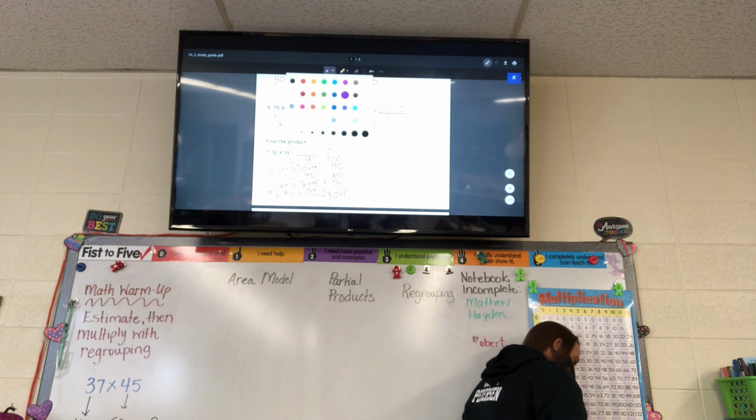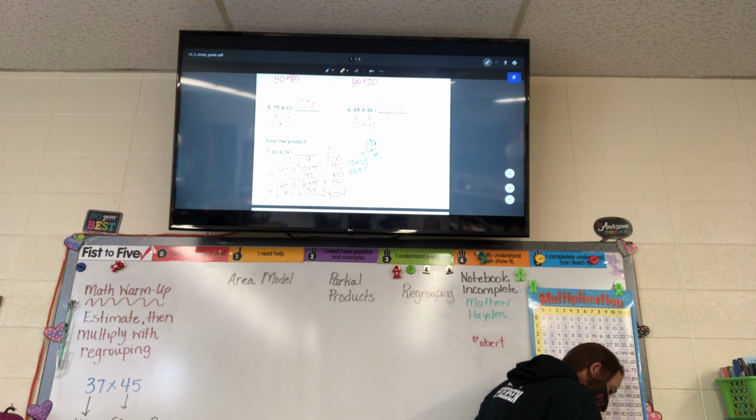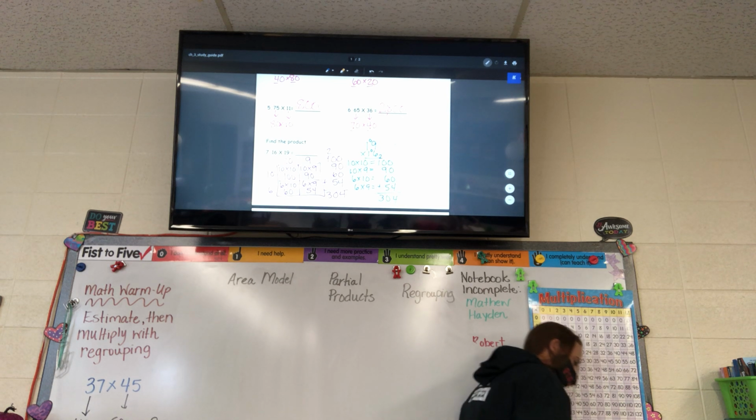If you prefer the area model, copy what I did in purple. Partial products, we're going to put the 19 on top times the 16. Add in our little zeros, and we're going to go 10 times 10, 10 times 9, 6 times 10, and 6 times 9. 10 times 10 is 100, 10 times 9 is 90, 6 times 10 is 60, and 6 times 9, 54. When you add those all together, you get 304.